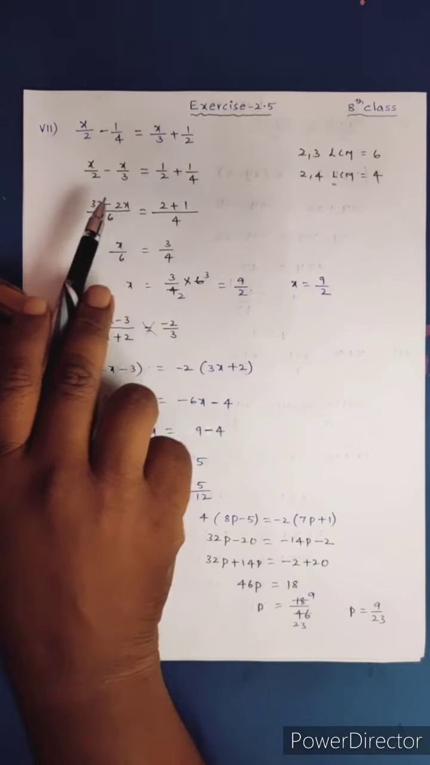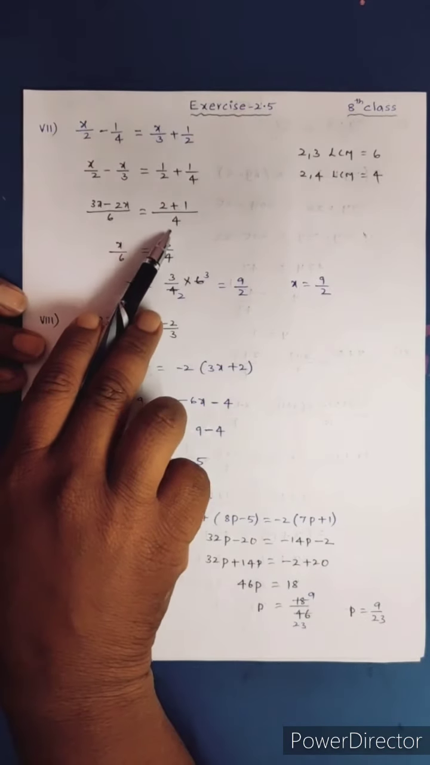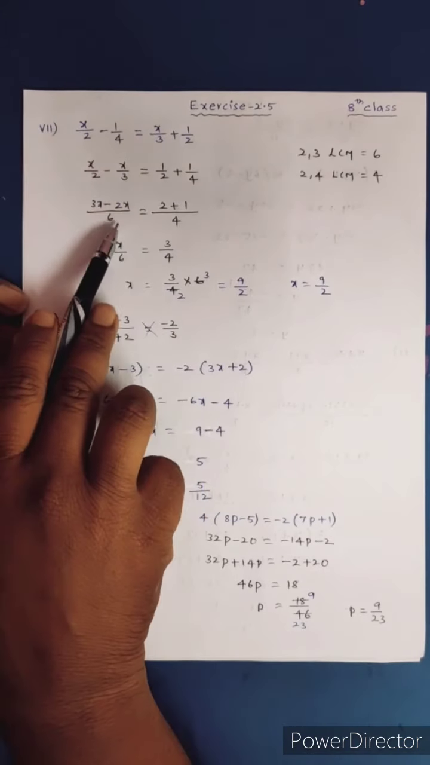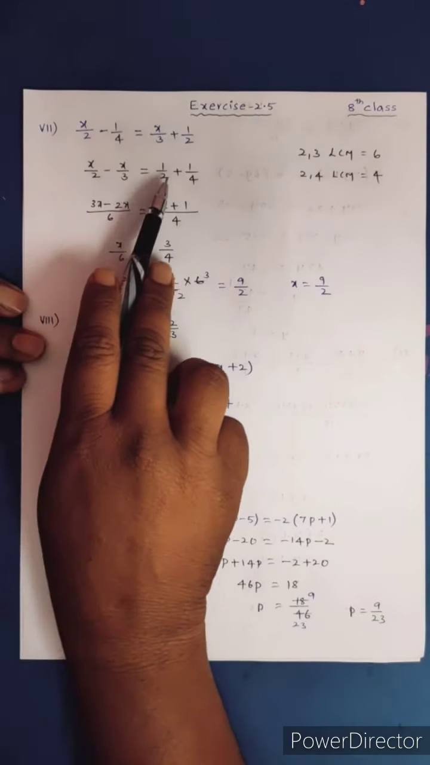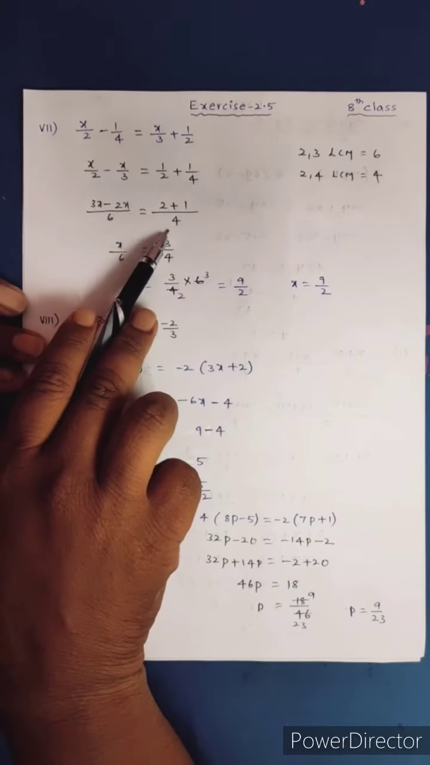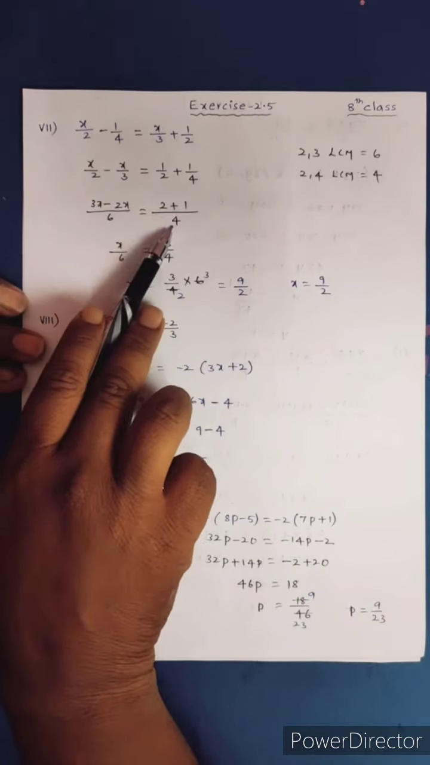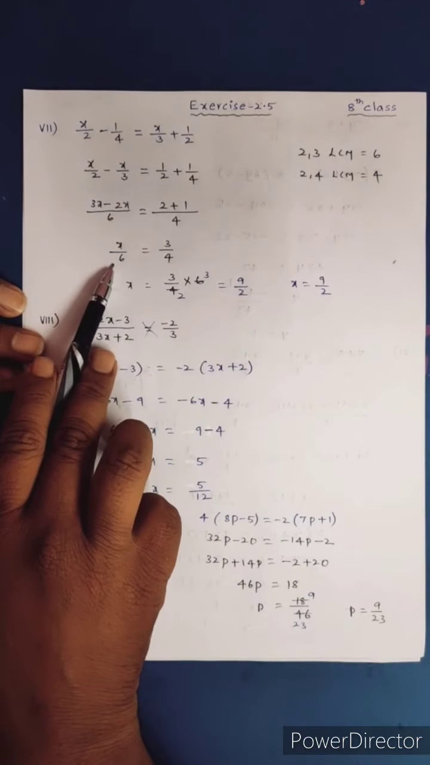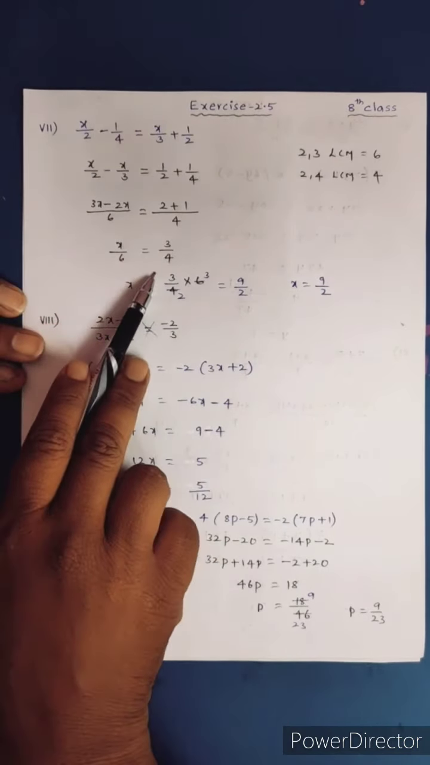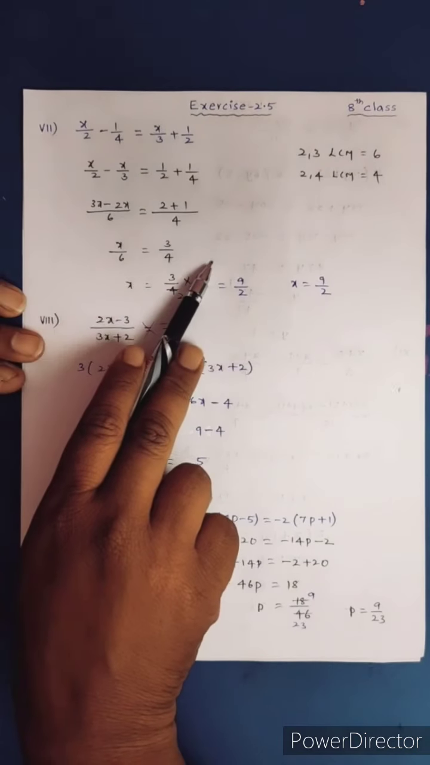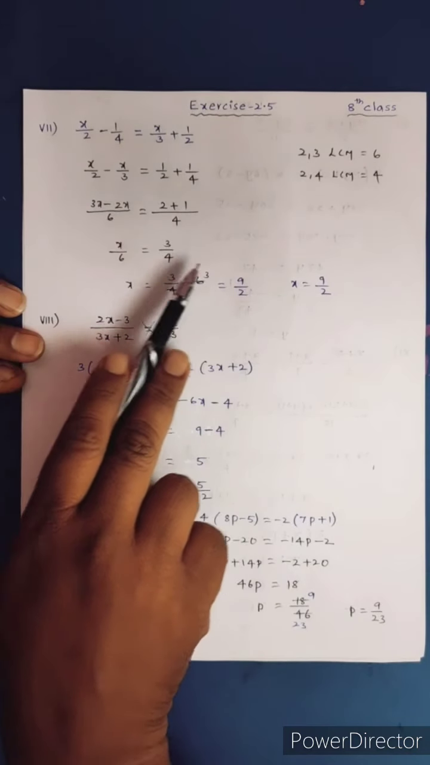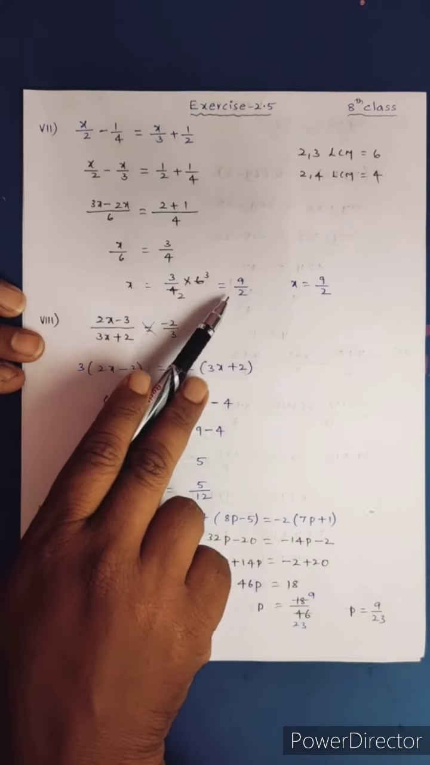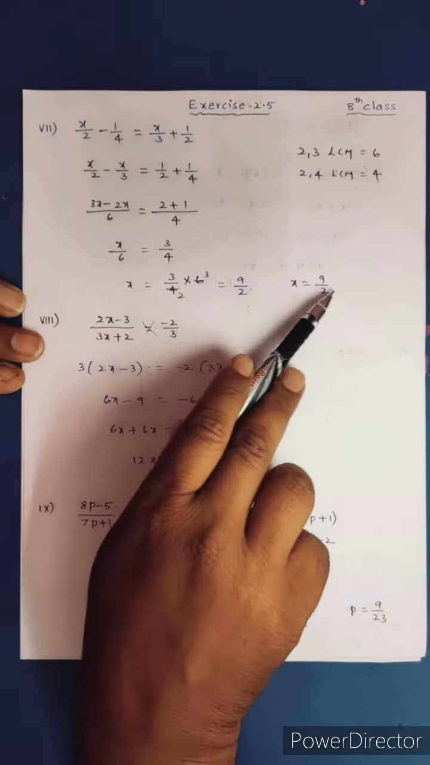2, 3 LCM is 6; 2, 4 LCM is 4. 2 3s are 6, 3 1s are 3, 3 2s are 6, 2 1s are 2, is equal to 2 4 LCM 4, 2 2s are 4, 2 1s are 2, 4 4s same, so 1 as it is. 3x minus 2x, x, remaining 6 is equal to 2 plus 1, 3 by 4. Send this 6 to that side, then we'll do multiplication. 2 2s are 4, 2 3s are 6, 3 3s are 9 by 2. The value of x is 9 by 2.